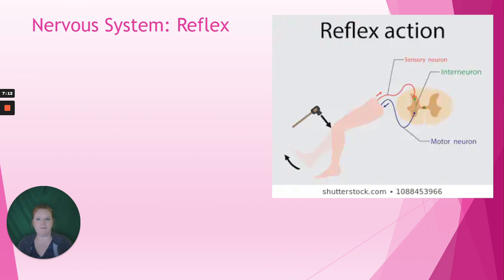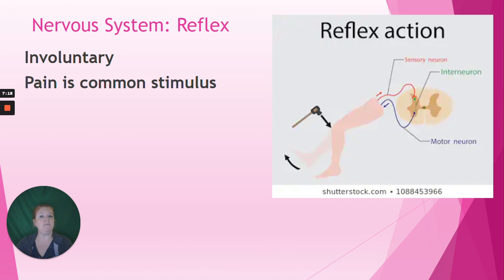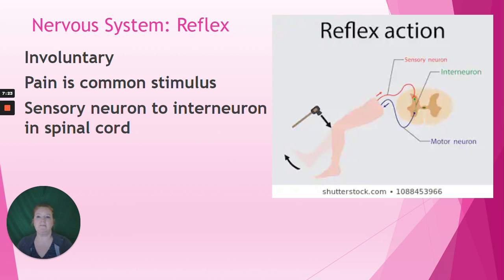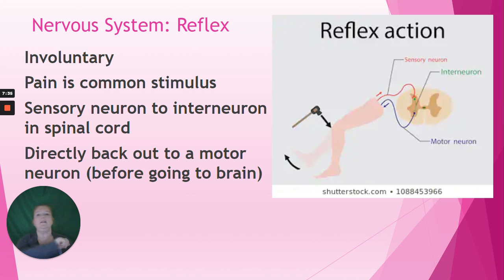But then what about a reflex? What happens? So a reflex is involuntary. Pain is a common stimulus. So that's a reason that most people would have a reflex response. So a sensory neuron picks up that pain. That signal travels down to the spinal cord, goes to an interneuron, and then directly back out to a motor neuron so that you move right away before going to the brain. It eventually does go to the brain because you're able to interpret the information, but it does not go to the brain before you respond. Okay, so you respond automatically, a reflex.